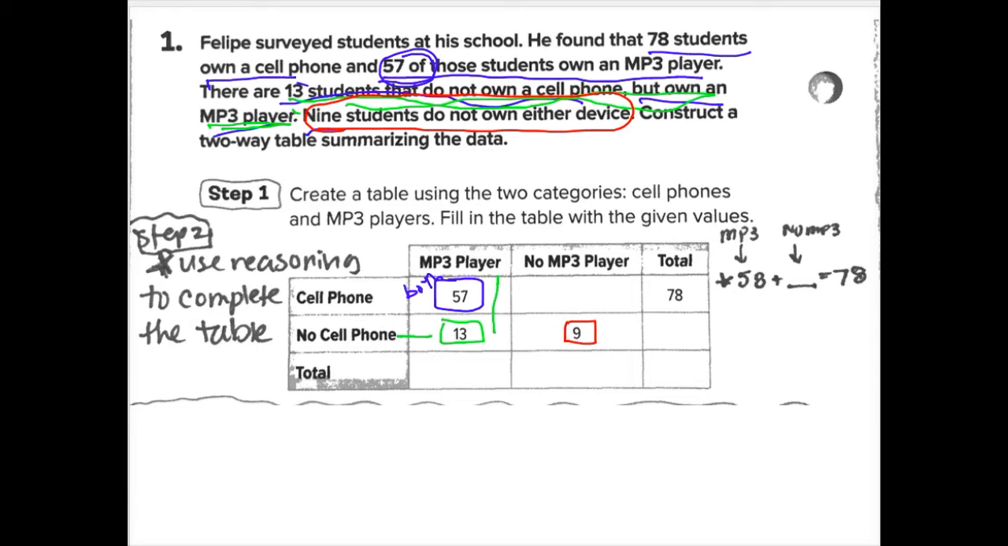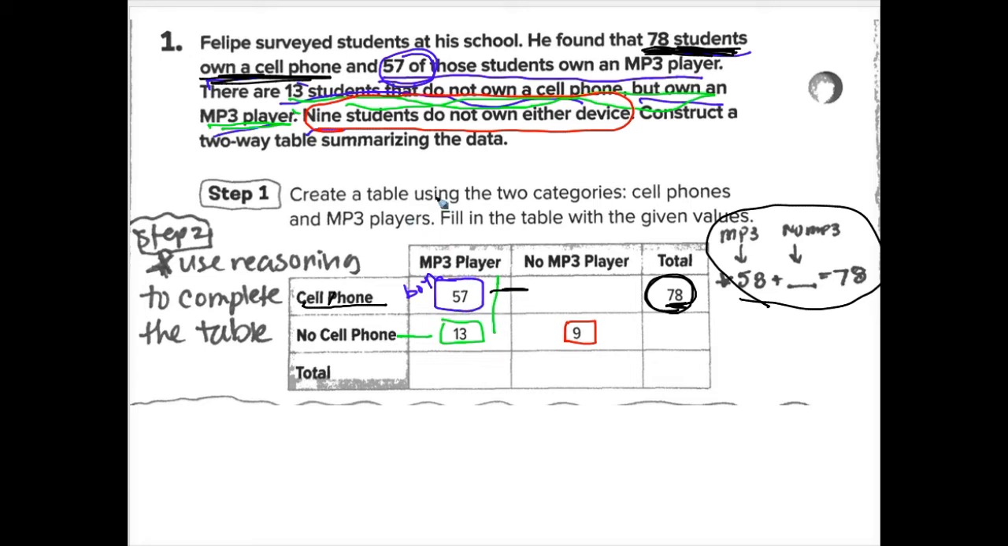Okay. Our total, 78 kids, and that tells us right here. 78 students own a cell phone. So 78 total own a cell phone. So we need to fill in these missing blanks. If we're looking right here, I have a little side note. This is going to help us with this top row.